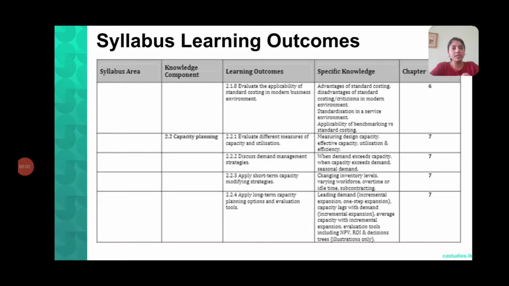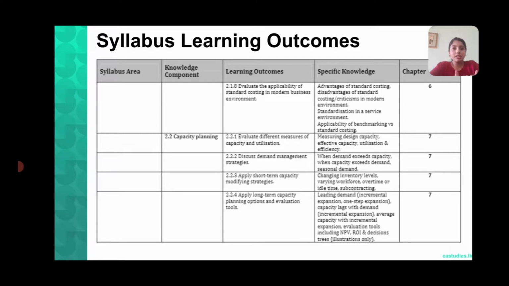Then they want you to understand the application of standardization within a modern business environment. So they want you to know the advantages, the disadvantages, and then the applicability of benchmarking versus standard costing. So a comparison, all right? But under the heading or the word evaluation, because they say evaluate the applicability of standard costing in modern business environment. So you need to present your arguments plus the positives along with comparison, and then conclude.